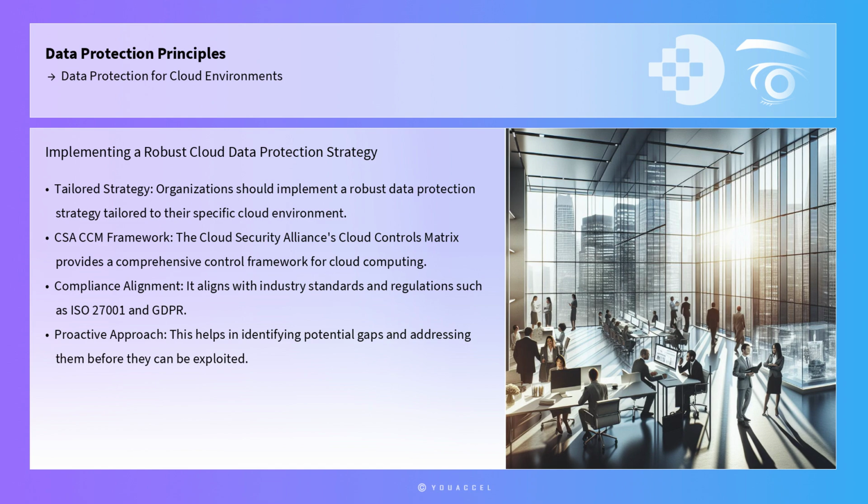To effectively manage these responsibilities, organizations should implement a robust data protection strategy tailored to their specific cloud environment. One practical framework that can be employed is the Cloud Security Alliance's Cloud Controls Matrix. This framework provides a comprehensive control framework for cloud computing, aligning with industry standards and regulations such as ISO 27001 and GDPR. By leveraging the CSA-CCM, organizations can assess their cloud service providers and ensure they meet specific security and compliance requirements. This proactive approach helps in identifying potential gaps and addressing them before they can be exploited.